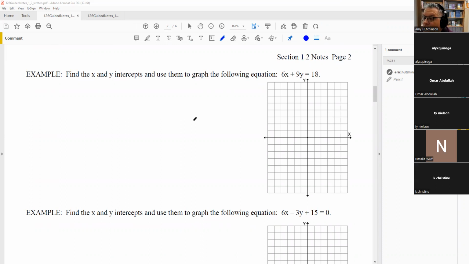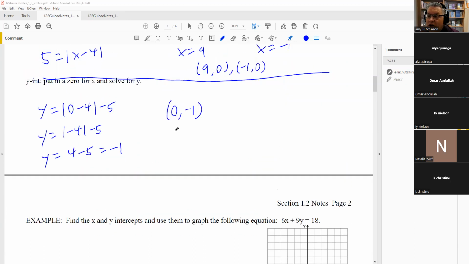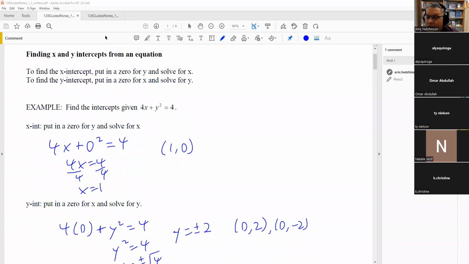It says, find the x and y intercepts and use them to graph the following equation. And here it is right here. Just to review, we did this yesterday. If you want to find the x-intercept, you put a 0 in for y and you solve for x. And if you want to find the y-intercept, you put a 0 in for x. So what you're doing is putting a 0 into the opposite variable of the intercept that you want to find. If you want x, you put a 0 in for y. If you want y, you put a 0 in for x, and that's how it works.